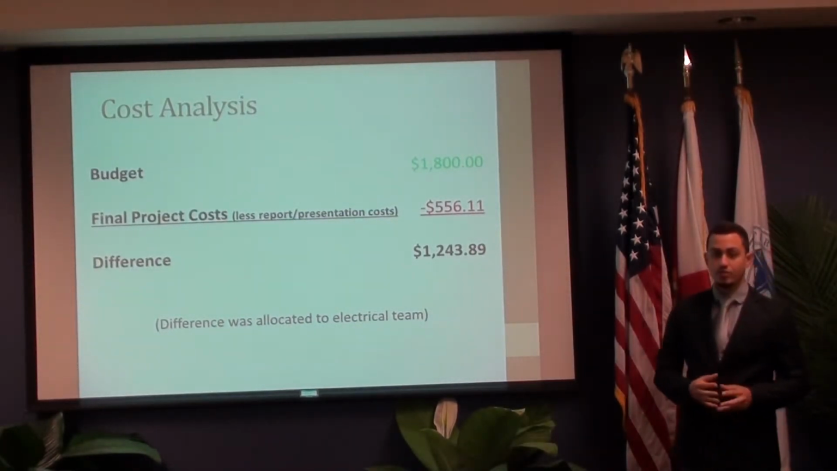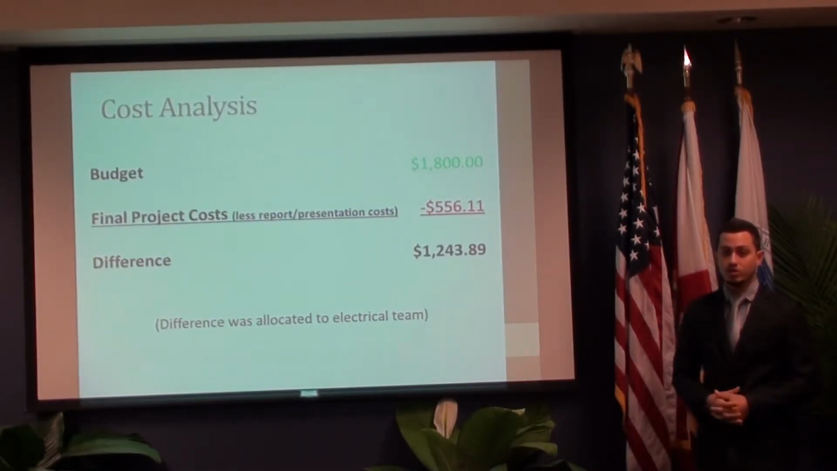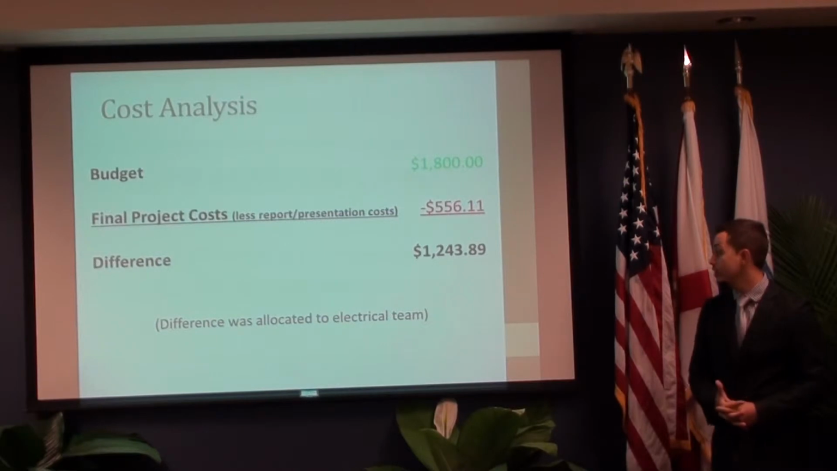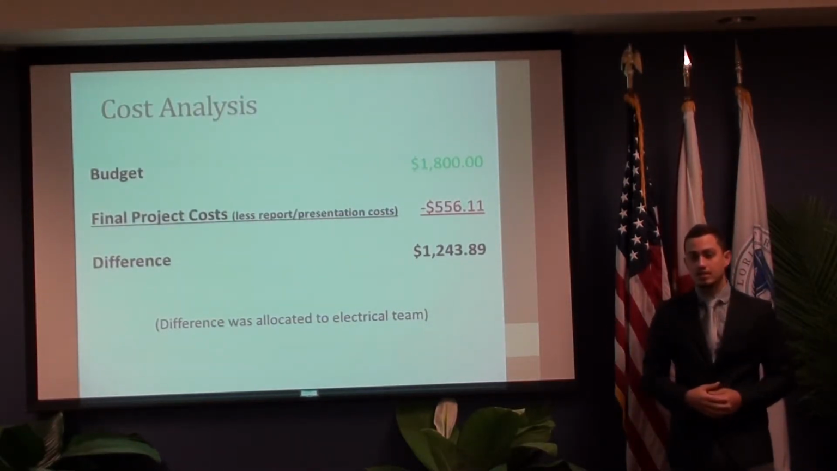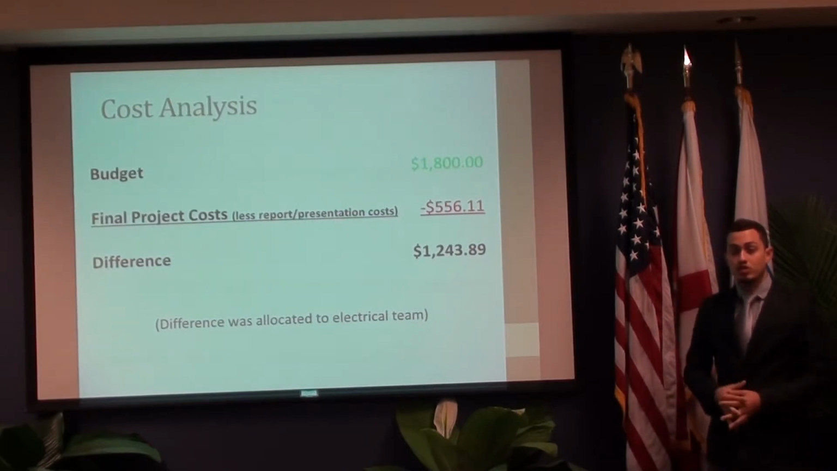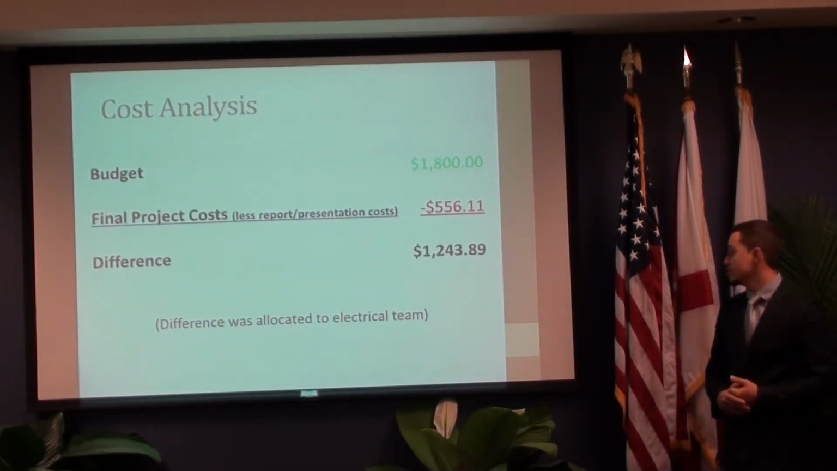As I mentioned, we had received $1,500 from NASA, and we received $300 from the mechanical department here at FIU. That gave us a difference of $1,243.89 that was used by the electrical team to purchase all the internal components that they needed for their side of the project.